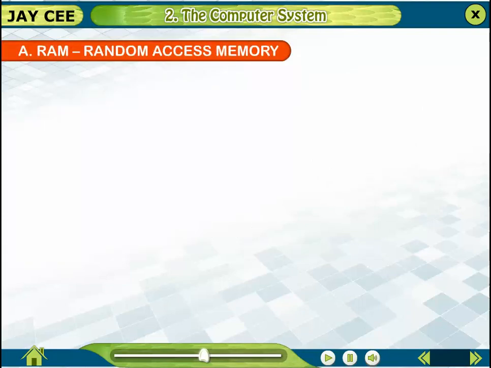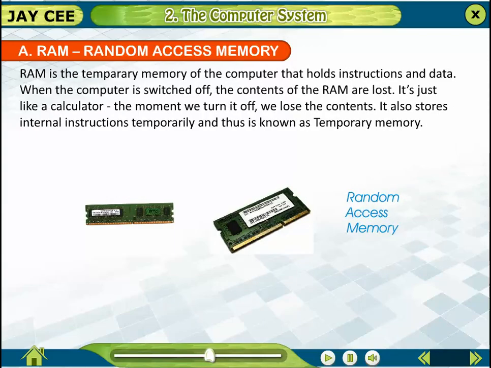RAM, Random Access Memory. RAM is the temporary memory of the computer that holds instructions and data. When the computer is switched off, the contents of the RAM are lost. It's just like a calculator. The moment we turn it off, we lose the contents. It also stores internal instructions temporarily and thus is known as temporary memory. Random access memory.